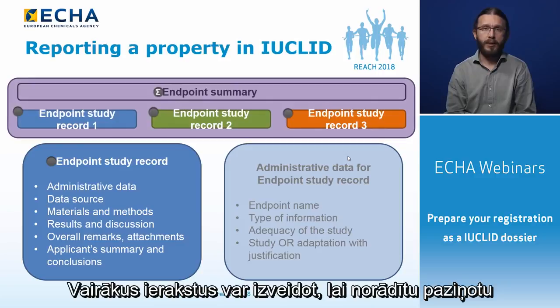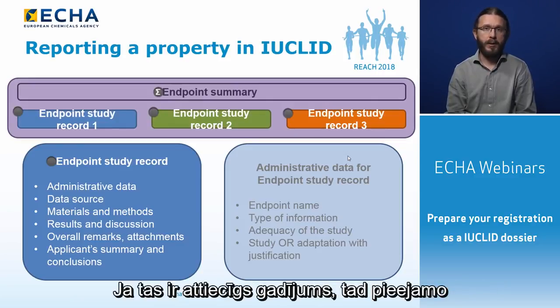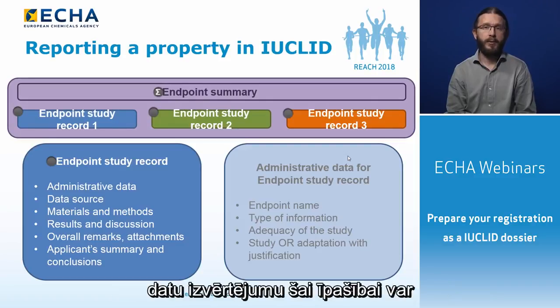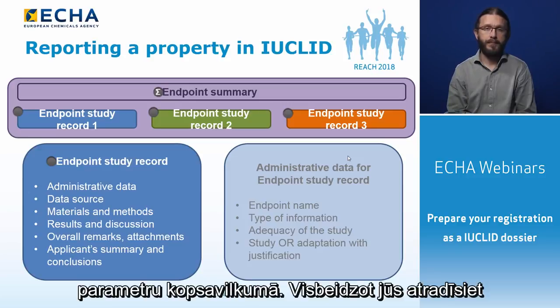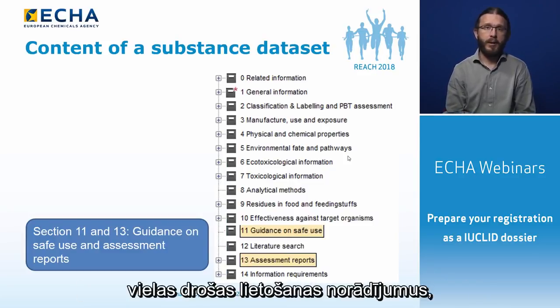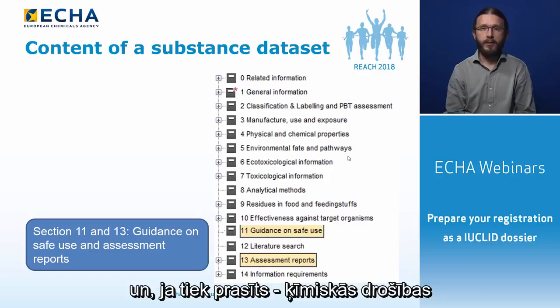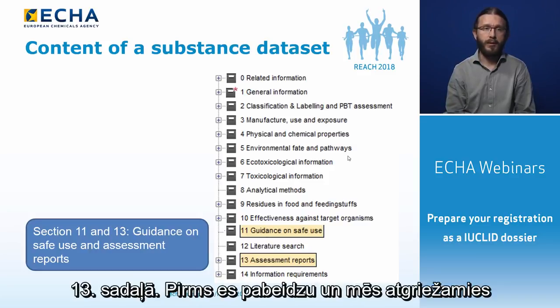Several records can be created to report information on the same substance property. If that's the case, the assessment of all the data available for this property can be summarized in an endpoint summary. Finally, you will find the guidance for safe use of the substance and, if required, the chemical safety report included as an attachment to section 13.